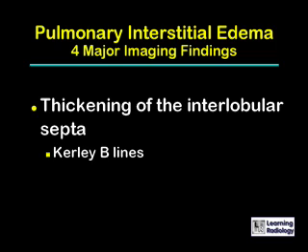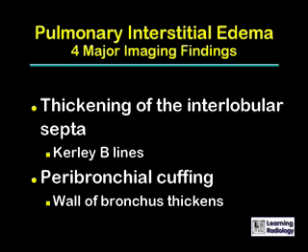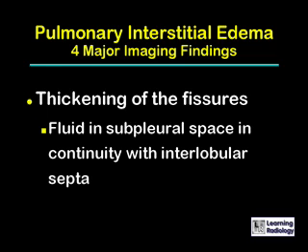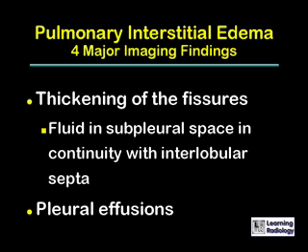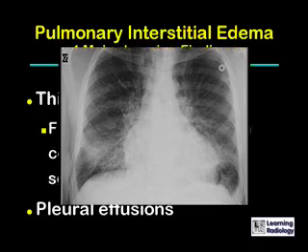And there are 4 major imaging findings for pulmonary interstitial edema. 1, there's thickening of the interlobular septae, Kerley B lines. 2, there is peribronchial cuffing. The wall of the bronchus becomes thicker as it contains more fluid. 3, there is thickening of the fissures due to fluid in either the subpleural space in continuity with the interlobular septae or fluid between the layers of visceral pleura. And 4, there are pleural effusions.